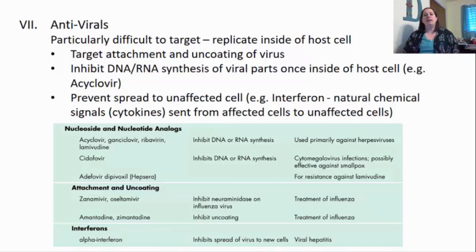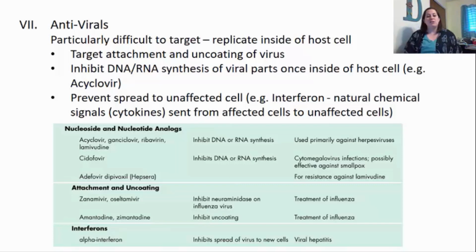Right? So when we look here at these antivirals, there's lots of different examples. The first ones up here are the nucleoside or nucleotide analogs. These are going to target the DNA and RNA synthesis. And again, acyclovir is one of the main ones that are prescribed. This will inhibit DNA and RNA synthesis, and it's primarily used for the herpes viruses.